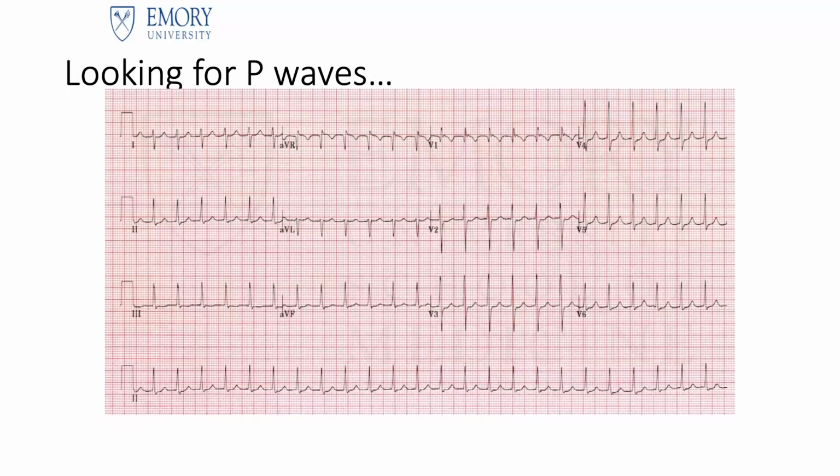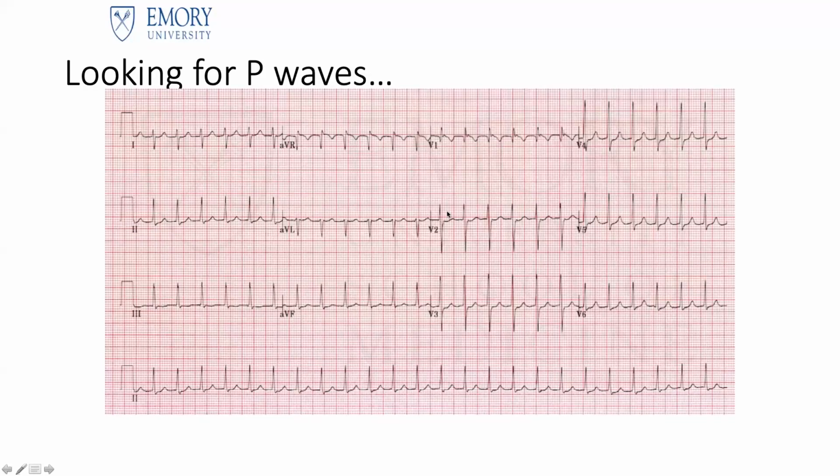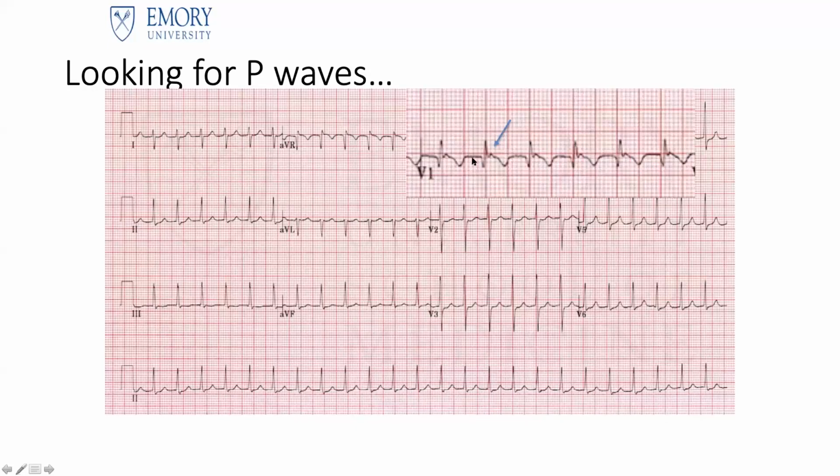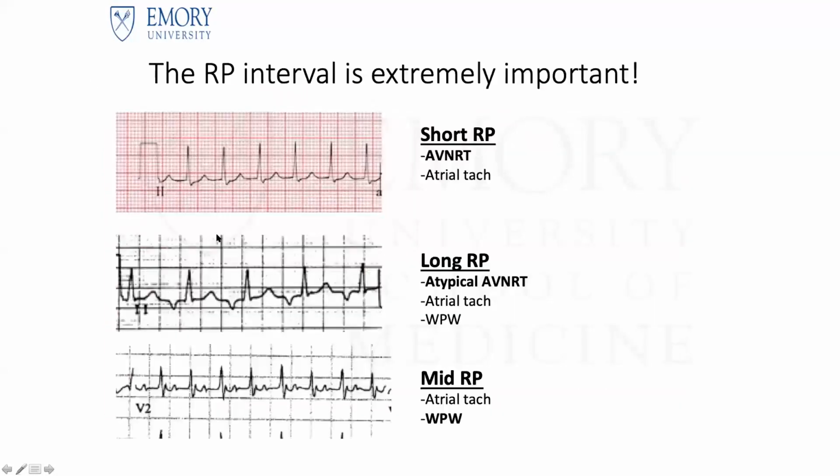Sometimes it's hard to tell the P waves, and that's where it's always helpful to compare to sinus rhythm. When we're thinking about AVNRT, I'll get to the mechanism in a second, but the P wave is often buried at the end of the QRS. If we look closely, we see here in V1 what we sometimes call a pseudo R prime. In this one, it's sort of after that R. And looking closely in lead 2, you see a little retrograde thing here.